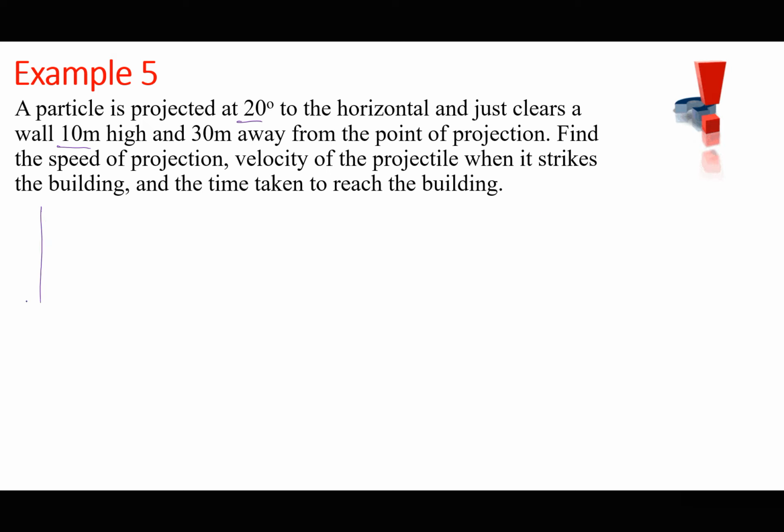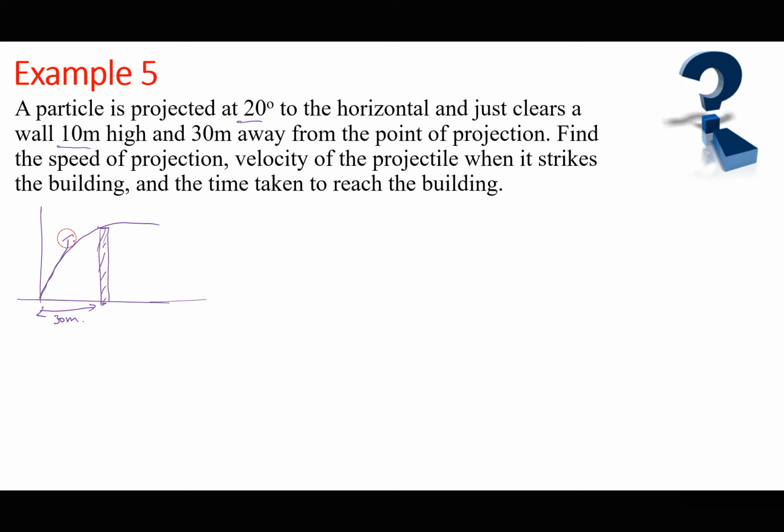So let's say this is the initial position and this projectile is going to be projected so that it strikes, let's say, the building at this point. Let's say this is the building, and the building is at a distance of 30 meters from the point of projection. The projectile is at a speed which is not known. Let me just call it u, but it is at an angle of 20 degrees.